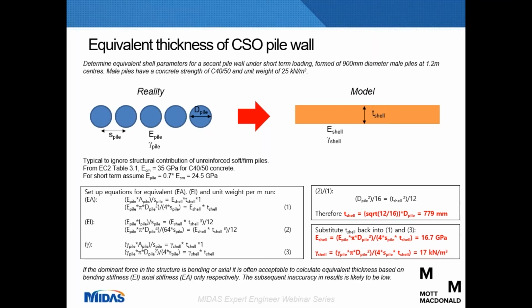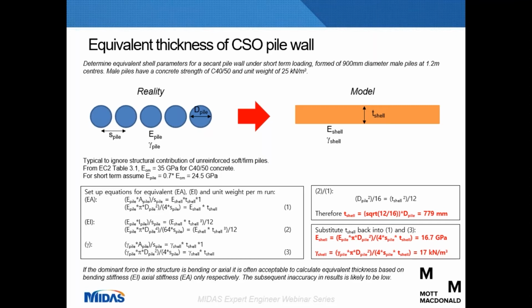And this thickness can then be substituted back into the original equations to determine equivalent E value, and also the equivalent unit weight of the wall, which often gets overlooked as it doesn't tend to be that critical for retaining walls which are working predominantly laterally rather than vertically.